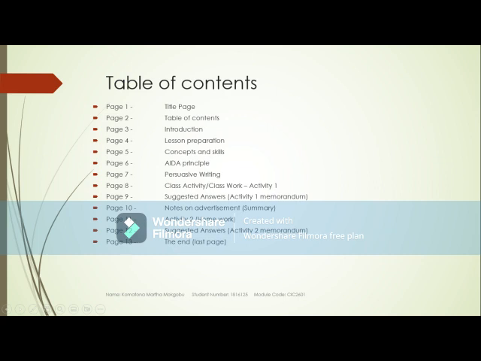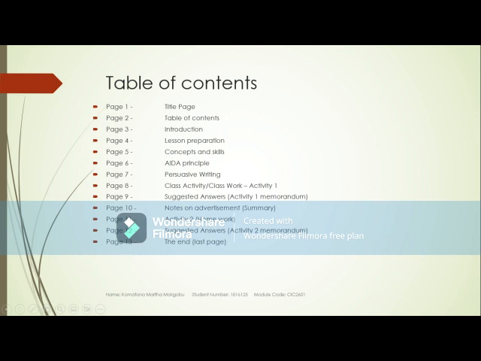The table of contents consists of 13 pages. Page 1 is the title page. Page 2 is the table of contents. Page 3 is the introduction. Page 4 is lesson preparation. Page 5 consists of concepts and skills. Page 6 is the AIDA principle. We're going to learn about that in a few minutes.